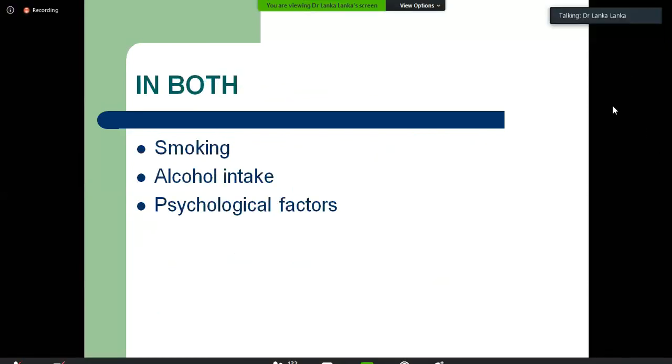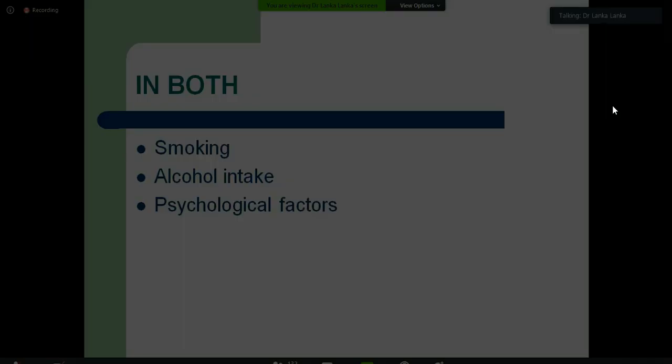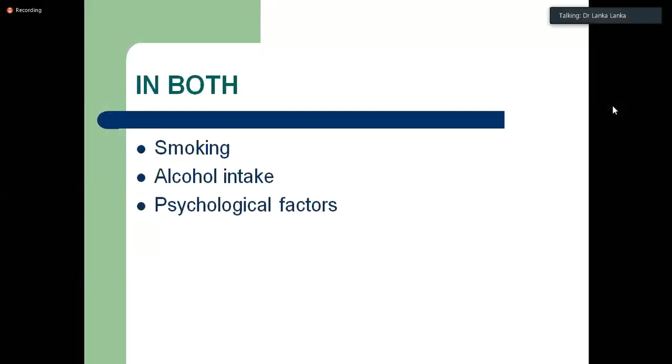Then, even though this is not very prominent in our society, smoking, alcohol intake, psychological factors. Smoking and alcohol intake in the male partner you have to ask about, but in the female partner it is not an obvious thing in our society. But for the male partner you have to ask, because this badly affects the fertility of the couple.